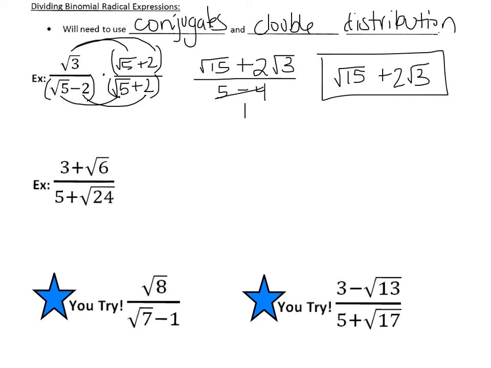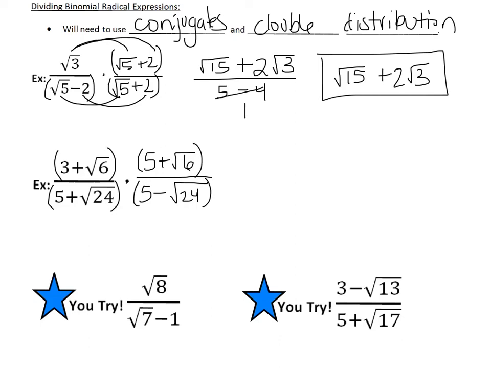Looking at my second example, I have a binomial in my numerator and a binomial in my denominator. I still only care about the radical in my denominator, so I'm going to multiply by the conjugate of my denominator. That's the one that matters. So our conjugate here will be 5 minus the square root of 24. And again, top and bottom.